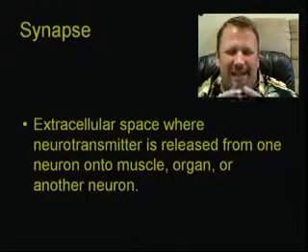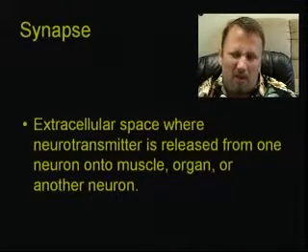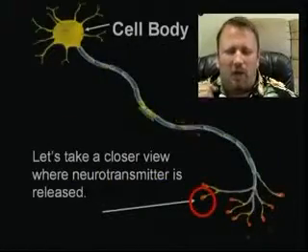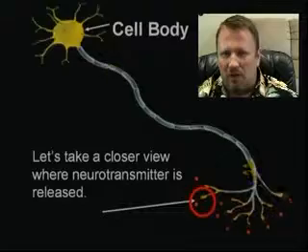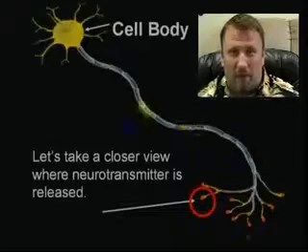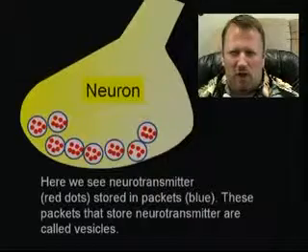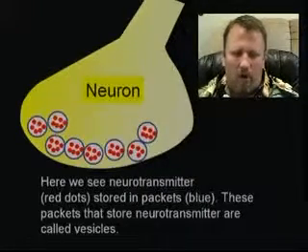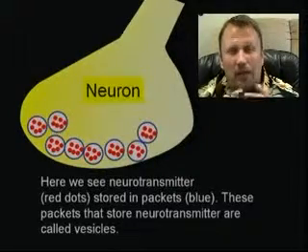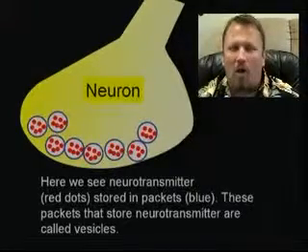Alright, so a synapse is that extracellular space where these neurotransmitters are released from one neuron onto either the muscle, the organ, or another neuron. And so let's take a close view at where this neurotransmitter is released from the synaptic terminal. I have that circled in red, and I'm going to try to animate that for you. And so here is that synaptic terminal of the neuron. We've blown it up and redrawn it for you. And here the little red dots are neurotransmitter, and they're stored in little packets that I have circled in blue. These packets that store neurotransmitter are called vesicles.